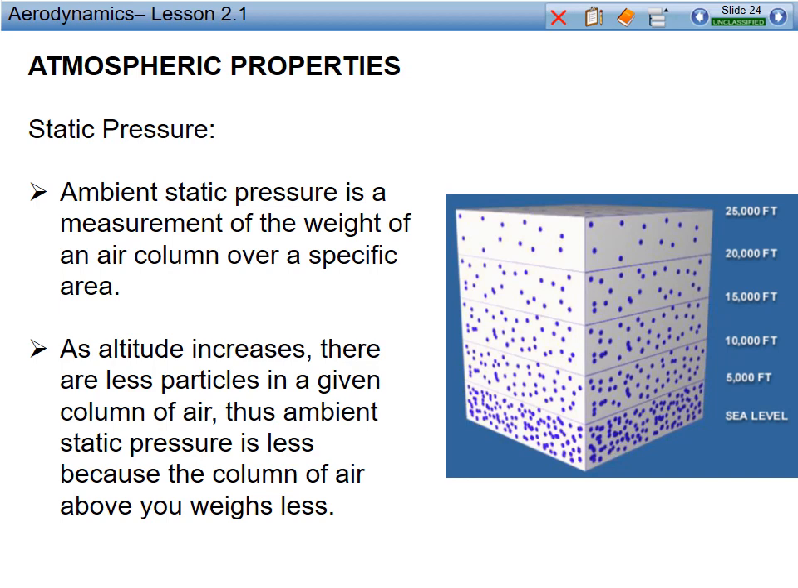Atmospheric properties. Starting off with static pressure. Ambient static pressure is a measurement of the weight of a column of air over a specific area. As altitude increases, there are less air particles in a given column of air. Thus, ambient static pressure is less, because the column of air above you weighs less.